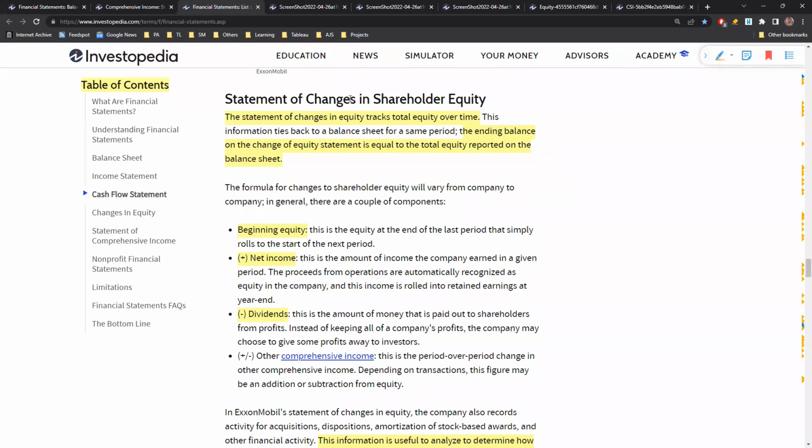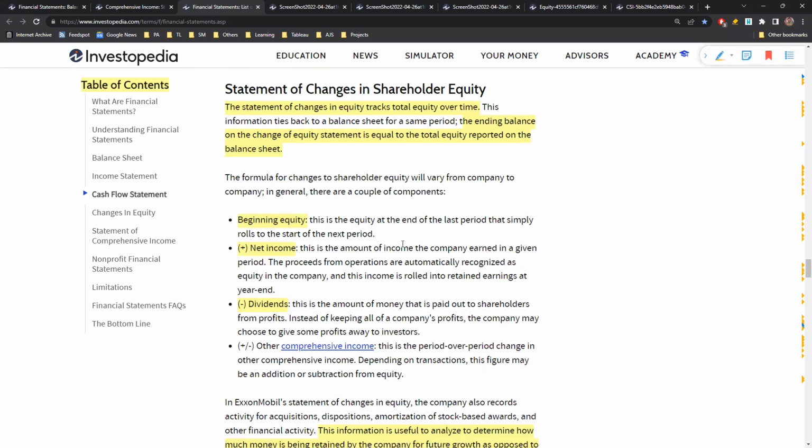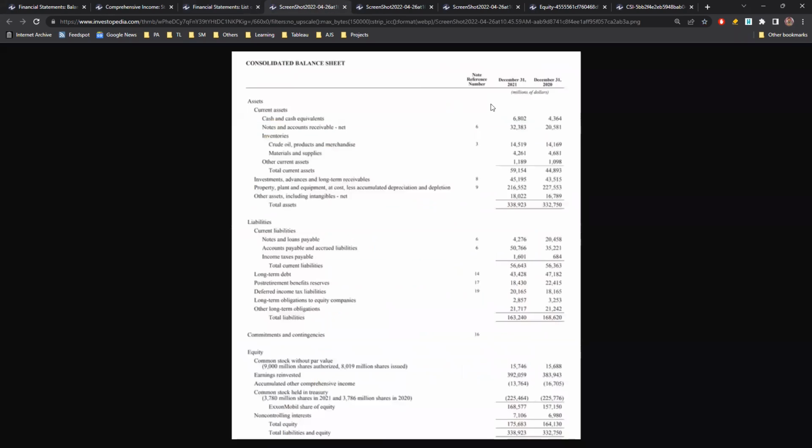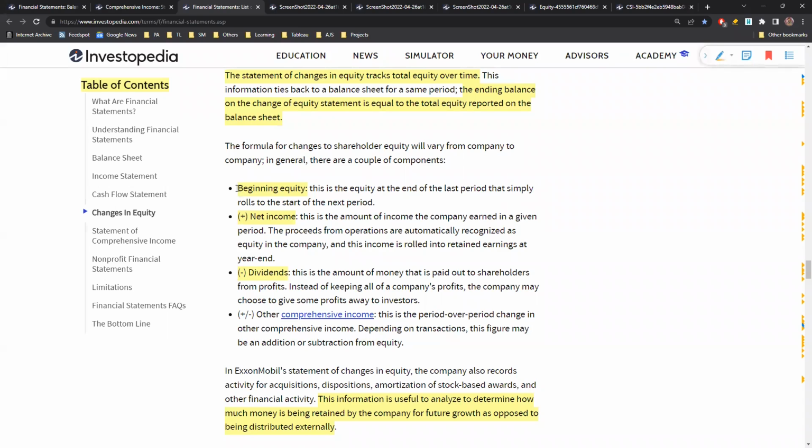So we'll talk about why changes occur and all of these things, and we'll go into detail, but let's try to understand how they normally capture the change. First, in this particular balance sheet we can see that at the end of December 2021, total equity is about $175 billion. They will take that amount, which is what they call beginning equity for the next year. So for 2022, that 175 billion will be the beginning equity.